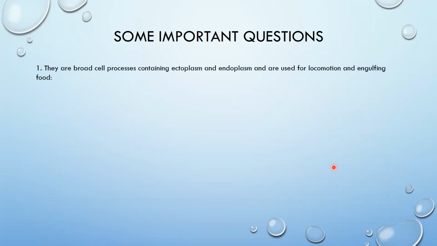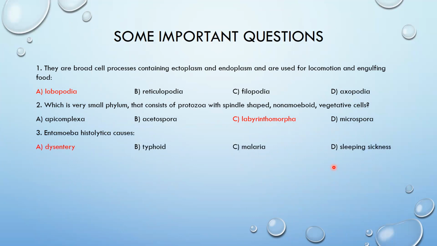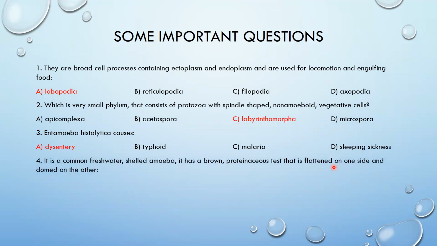So the first one is, they are broad cell processes containing the ectoplasm and the endoplasm and are used for the locomotion and engulfing food. So these are Lobopodia. Number 2, which is a very small phylum that consists of protozoa with spindle-shaped non-amoeboid vegetative cells. So these are Labyrinthomorpha. Number 3, Entamoeba histolytica causes dysentery, that is known as the amoebic dysentery in humans. Number 4, it is a common freshwater shelled amoeba. It has a brown proteinaceous test that is flattened on one side and domed on the other side. So that one is Arcella.